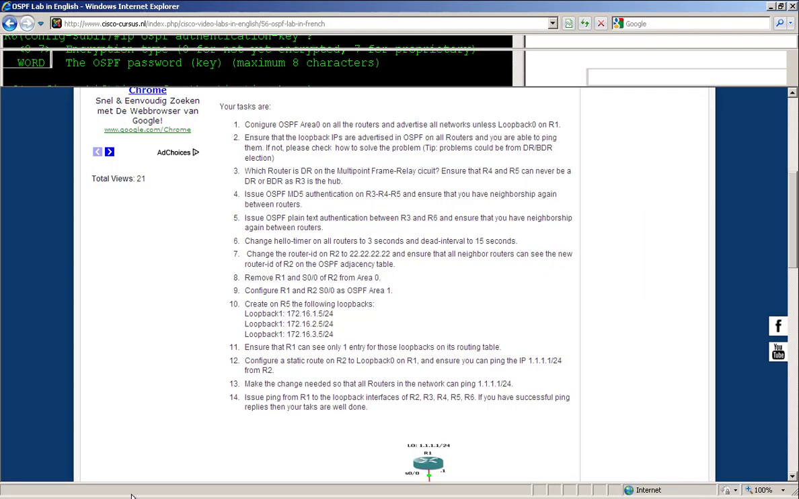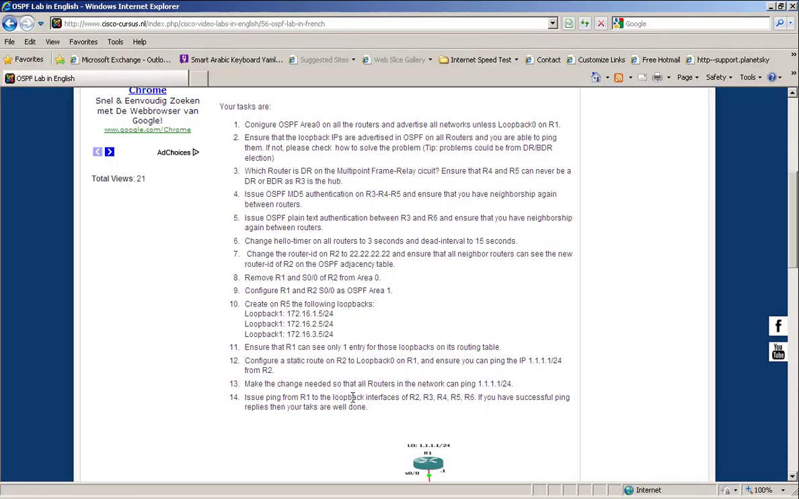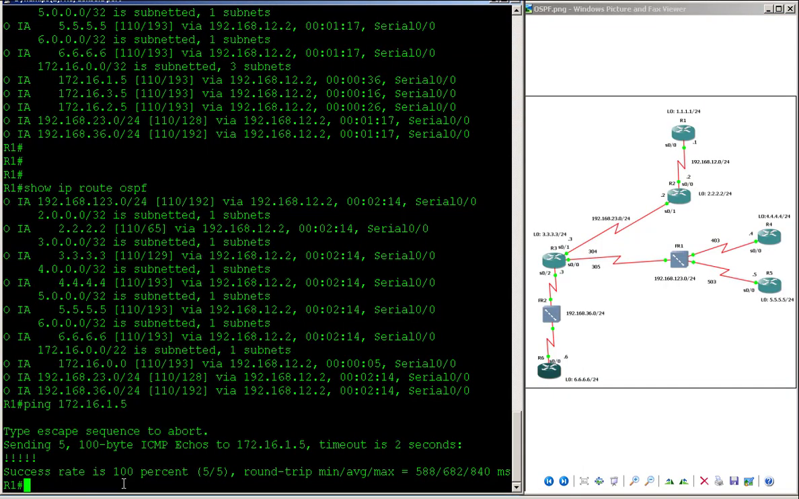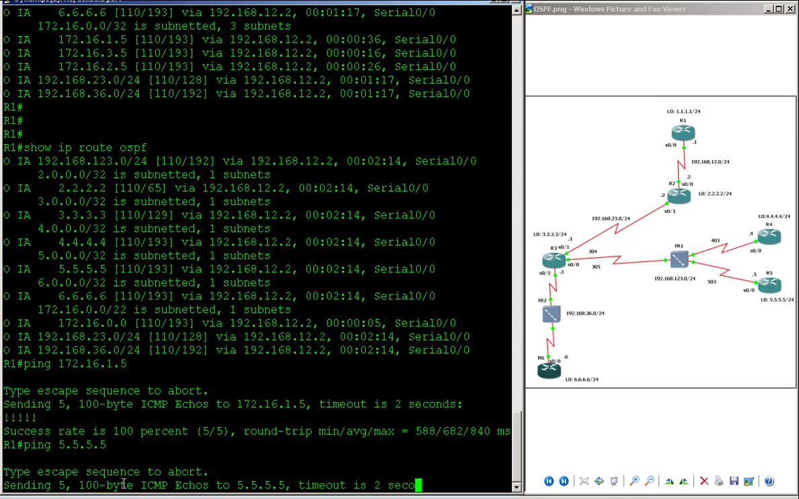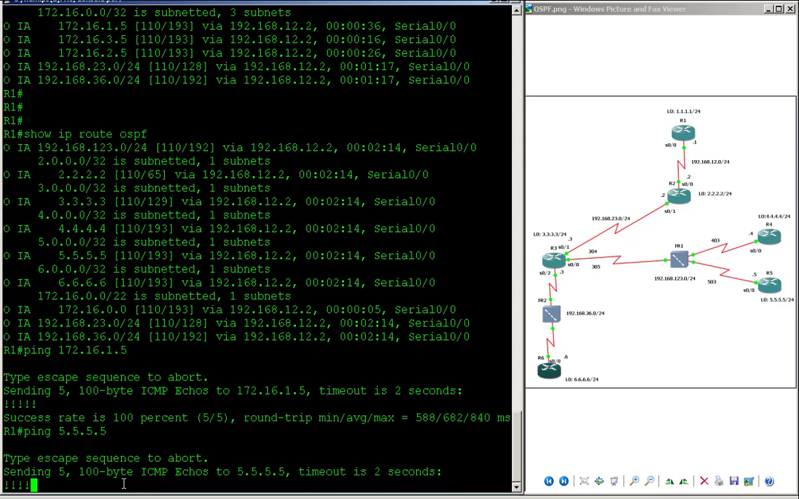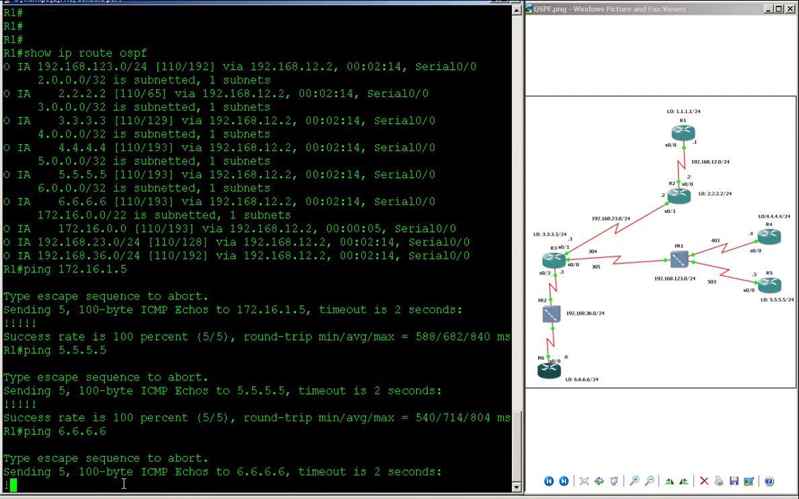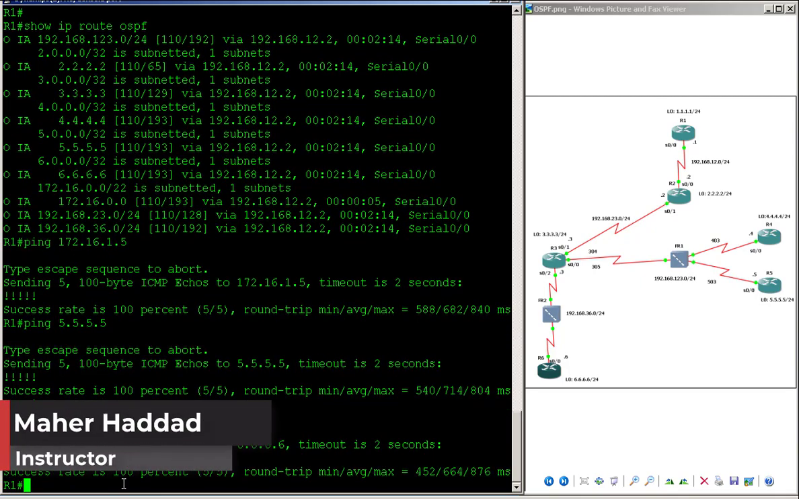So now finally issue ping from router 1 to the loopbacks of R2, R3, R4, R5 and 6. If you have successful ping replies, then your tests are well done. I will try only routers 5 and 6. Ping 5.5.5.5, that's fine. And ping 6.6.6.6 is good also. So this is our lab for OSPF.